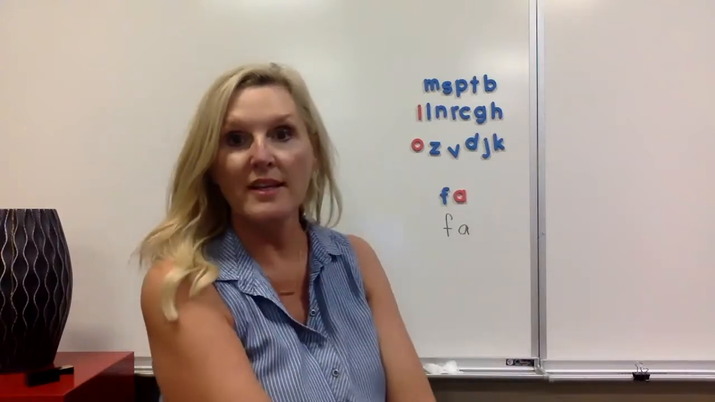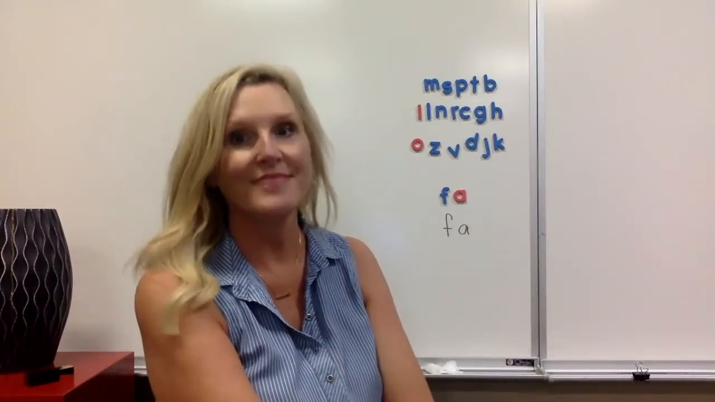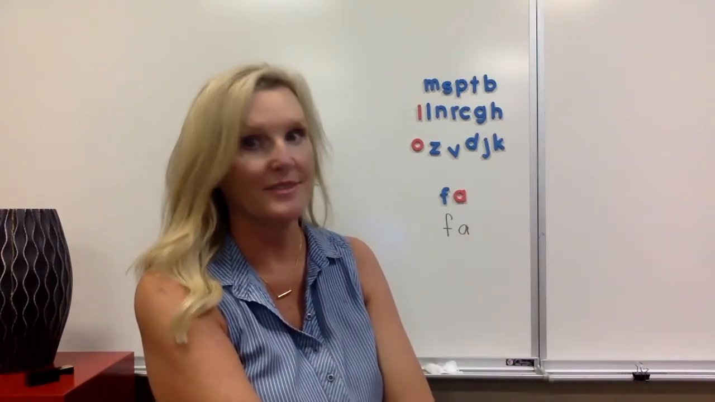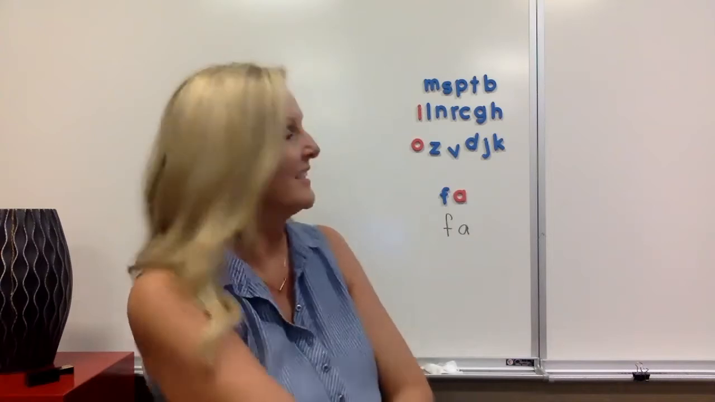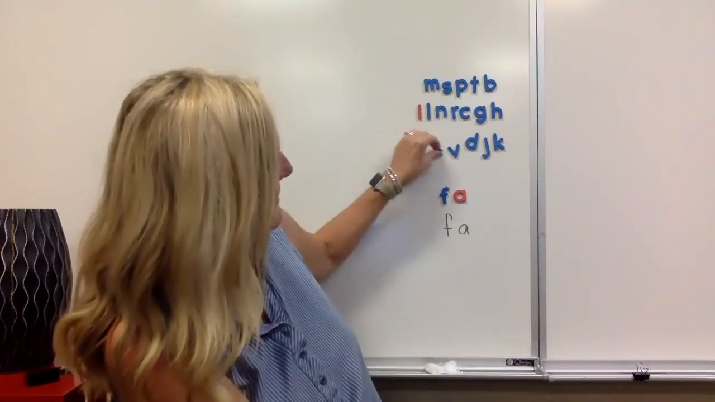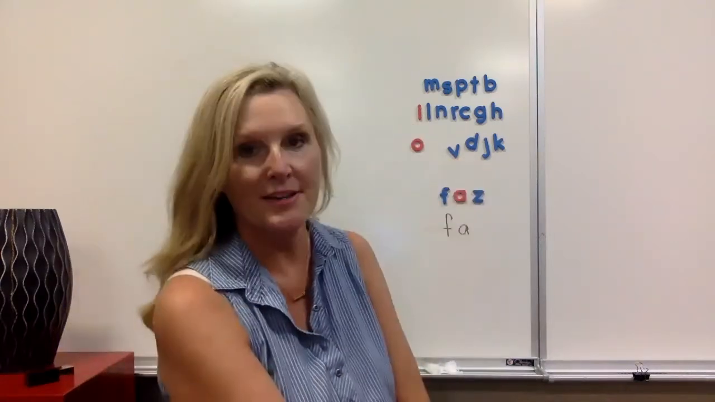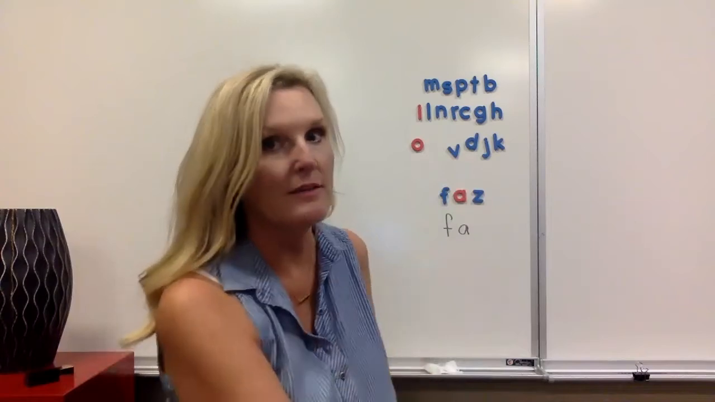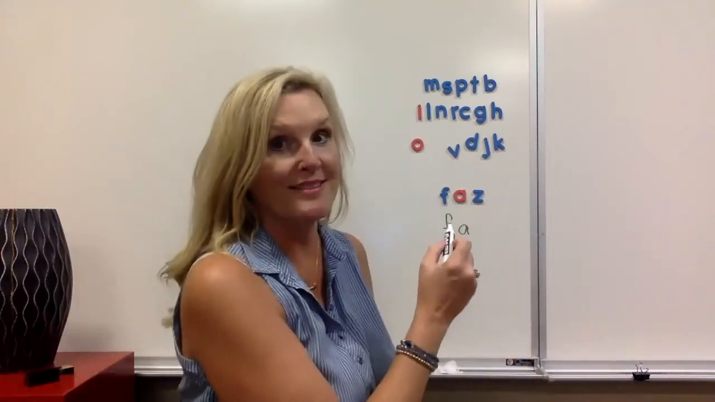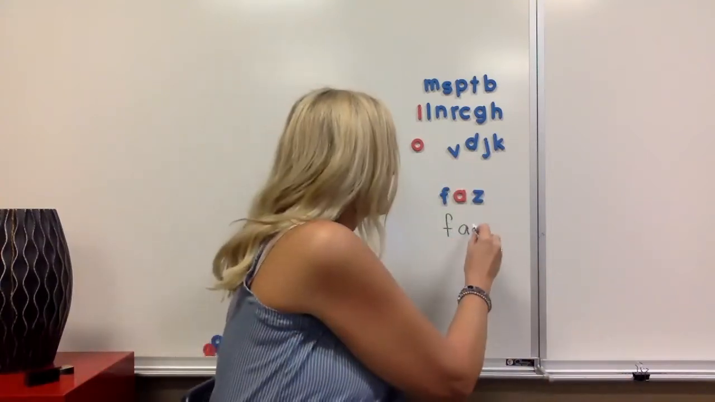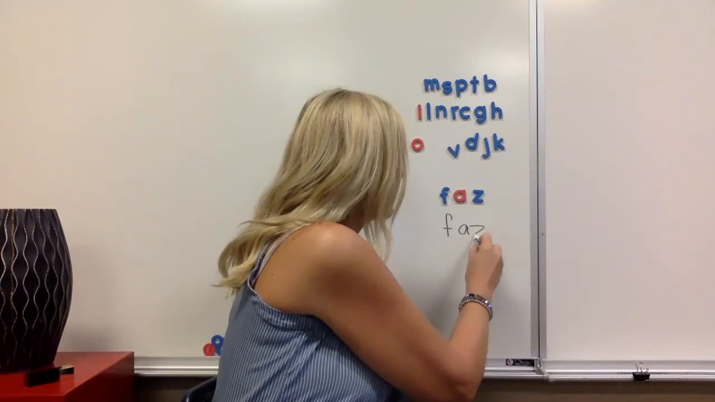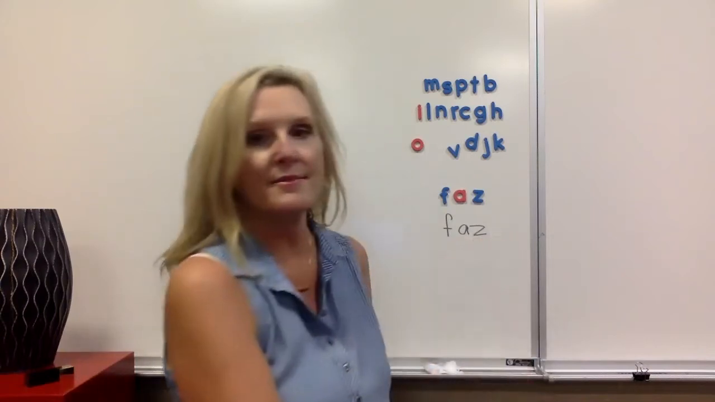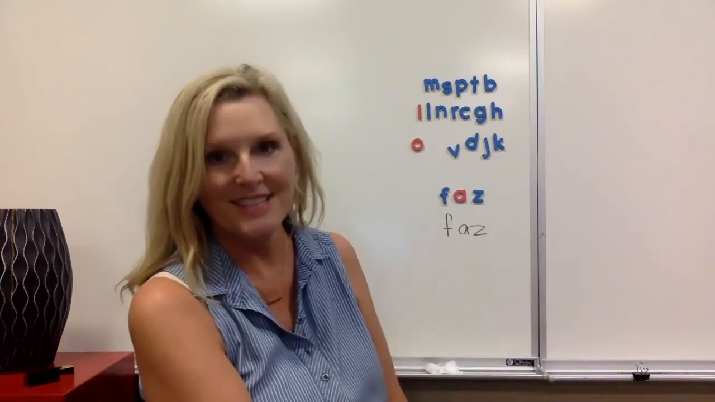Z. What letter says Z? Yes. Just like zebra. Z. Letter Z. Practice writing that Z. We need to practice it and make sure we're turning these letters the right direction. It goes across, slant down, across. Z. Letter Z.